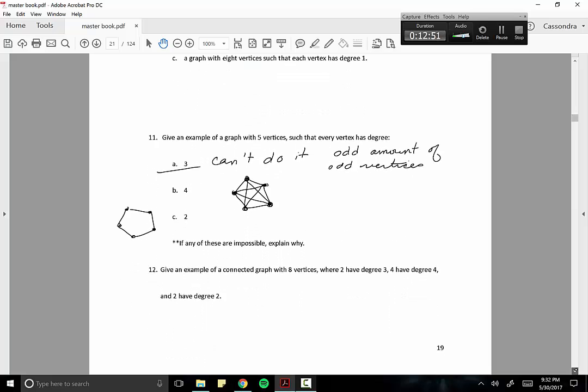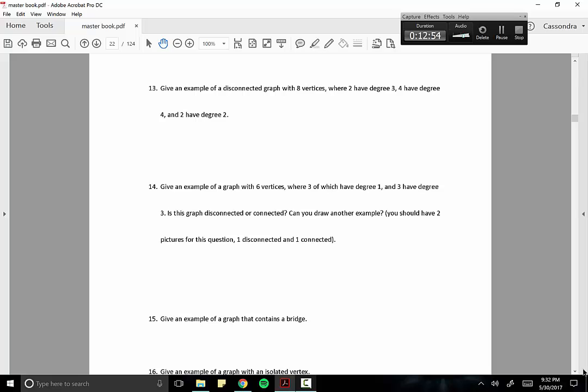Let's look at problem 12. Give an example. Well, all right, fine. I'll just do 14 because 12 and 13 are very much like 14, but 14 forces you to think about a disconnected version and a connected version. In the future, you will need to pay attention to whether or not I say disconnected or connected. Give an example of 6 vertices, 1, 2, 3, 4, 5, 6, where 3 of which have degree 1. 1, 2, 3. These get 1, 1, 1, 3. These 2 also need to be degree 3, so I can just do that. Now I want to do it connected.